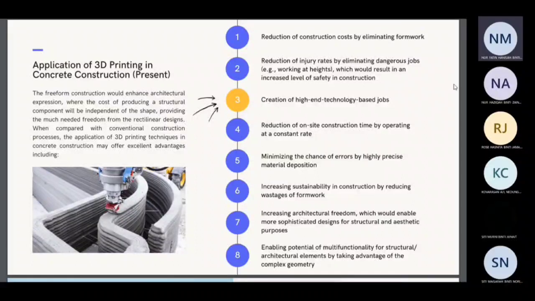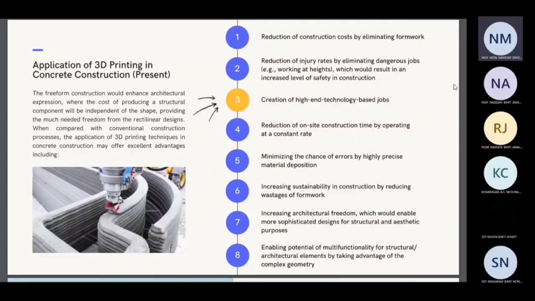Application of 3D printing in concrete construction. The freeform construction will enhance architectural expression, where the cost of producing a structural component will be independent of the shape, providing the much-needed freedom from the linear designs. When compared with conventional construction processes, the application of 3D printing techniques in concrete construction may offer excellent advantages, including: first, reduction of construction costs by eliminating formwork. Second, reduction of injury rates by eliminating dangerous jobs, for example working at heights, which will result in an increased level of safety in construction.